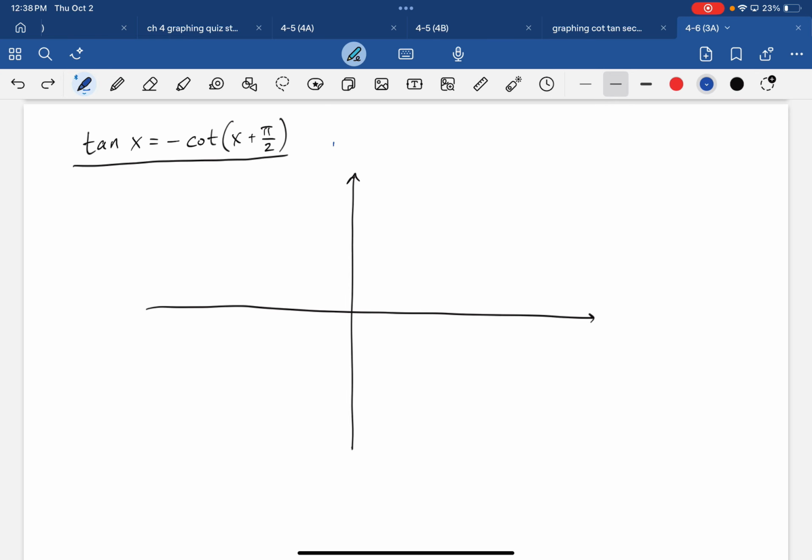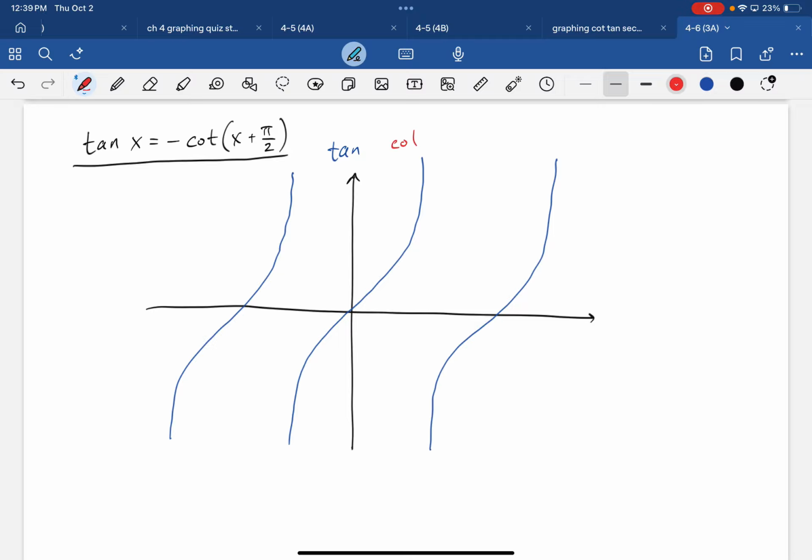So let me draw a tangent in blue. That goes upwards through the origin, right? Okay? So that's tangent, and this is cotangent in red. Might be helpful to see this visually.